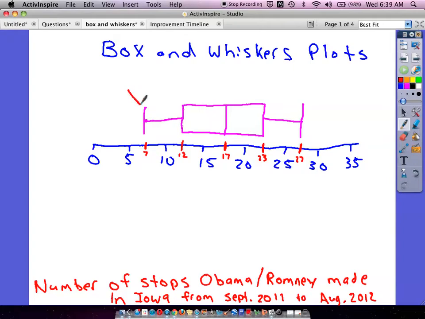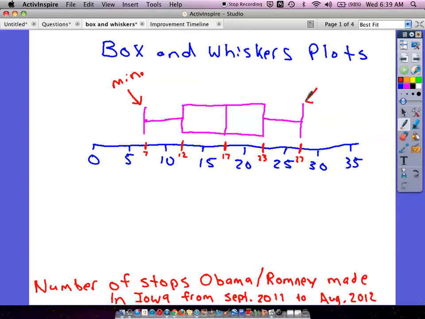The very end of your box and whiskers plot, all the way to the left, wherever that would be, is the minimum number. Meaning that in a month, Romney or Obama, the least amount of times they stopped was 7 times. So maybe that was like December of 2011. 7 was the smallest amount that combined they actually stopped.